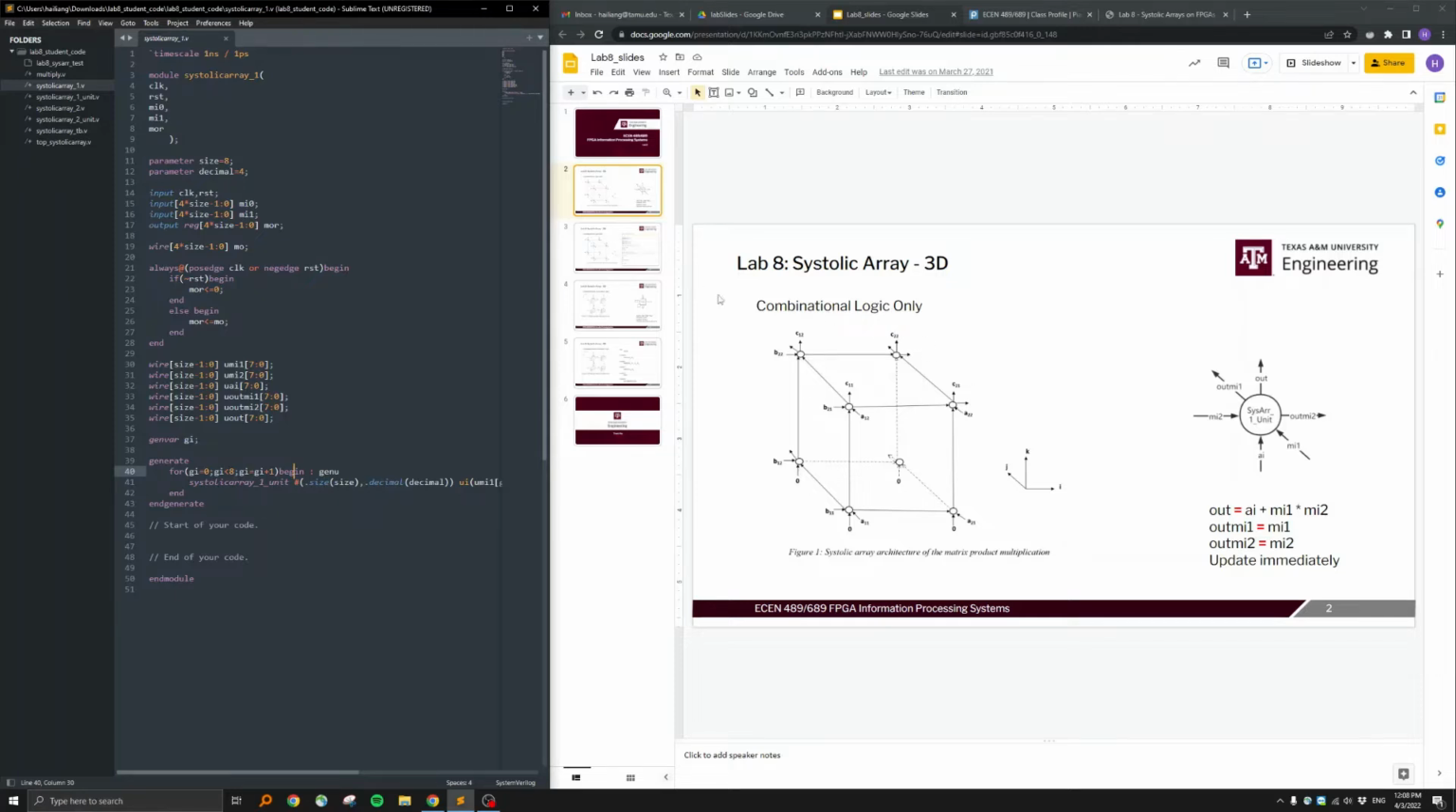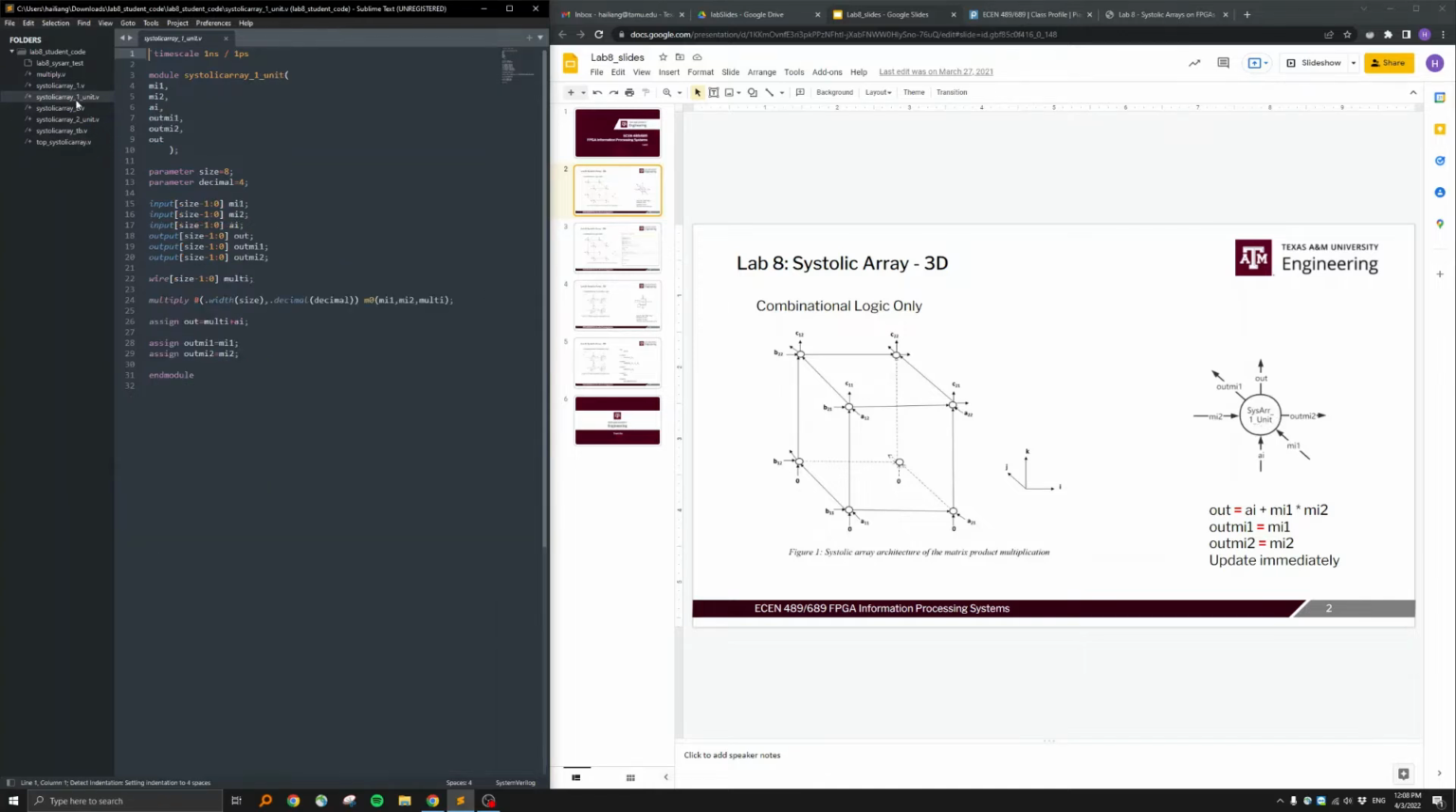Let me briefly introduce the systolic array unit here. So we have 3 inputs: multiplication input 1 and 2, and we have the A input. This is the accumulation input.